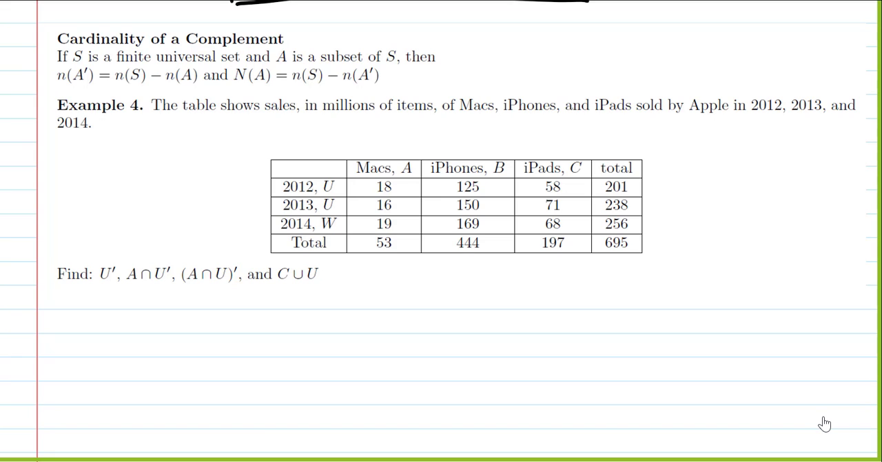All right. Let's take a look at example number 4. The table shows sales in millions of items of Macs, iPhones, and iPads sold by Apple in 2012, 2013, and 2014. So we've got this table. We want to find U prime, A intersect U prime, and C union U.